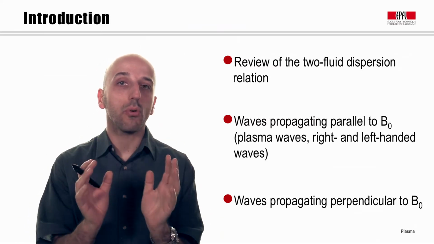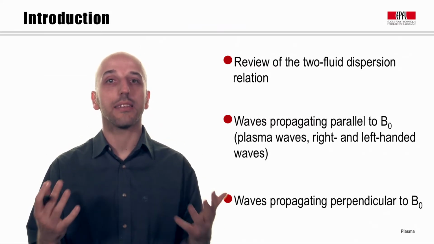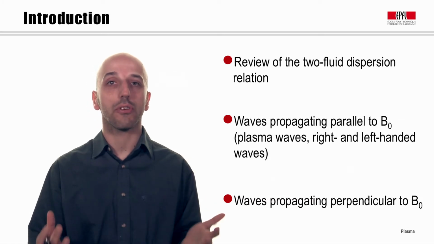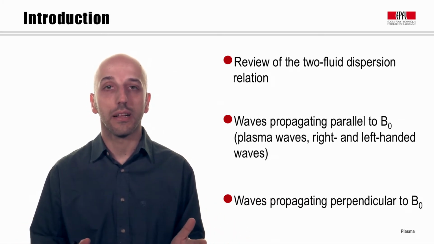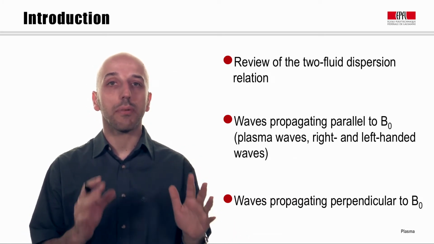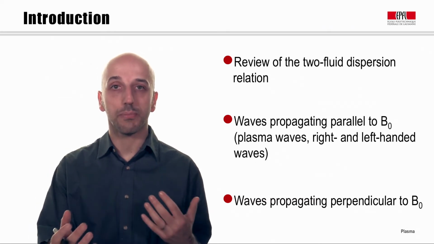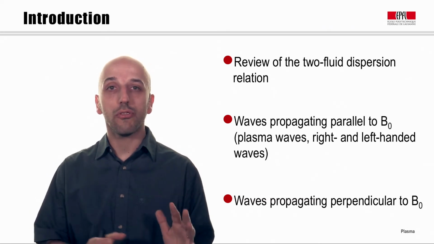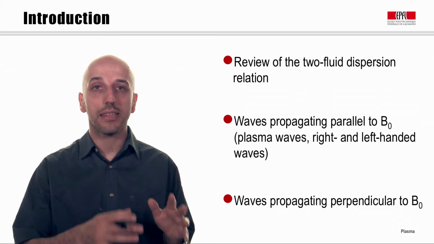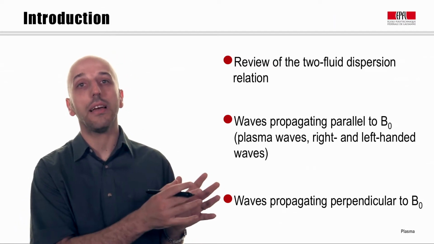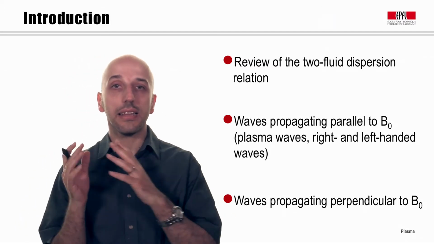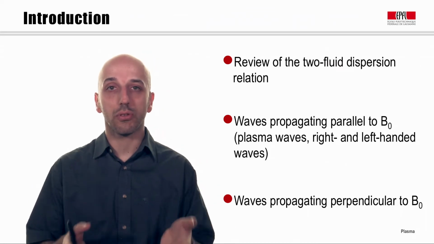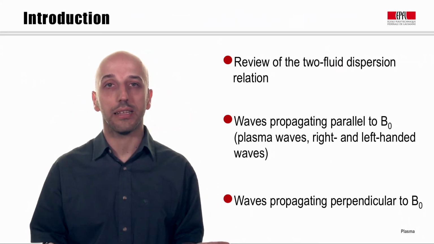Now it's time to look more into details at what are these modes, what are the waves that are actually described by the two-fluid model. For this purpose, I will very briefly recall the two-fluid dispersion relation, and then I will show you that there are waves that are propagating both in the parallel and in the perpendicular direction to the equilibrium magnetic field.